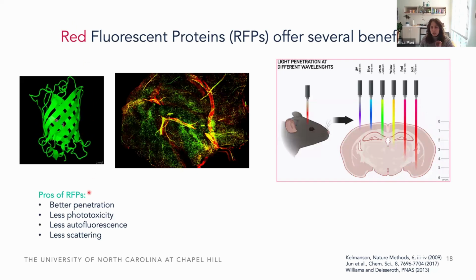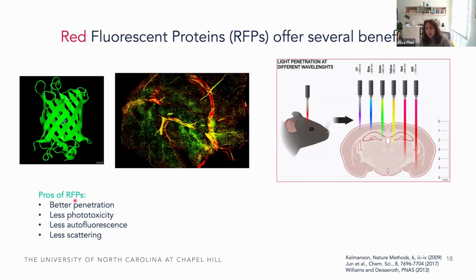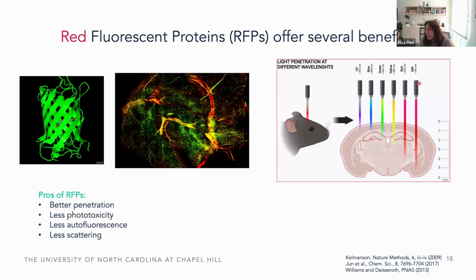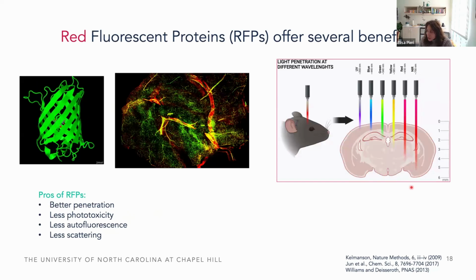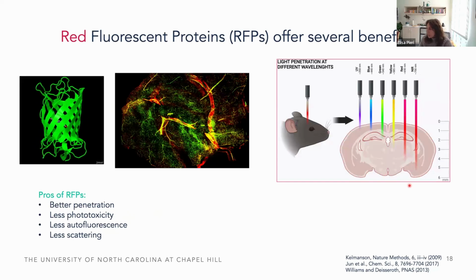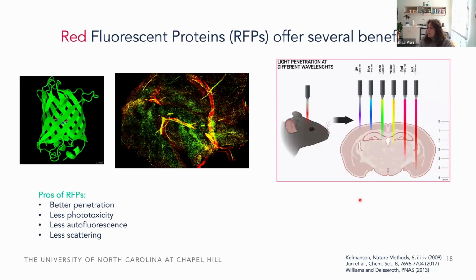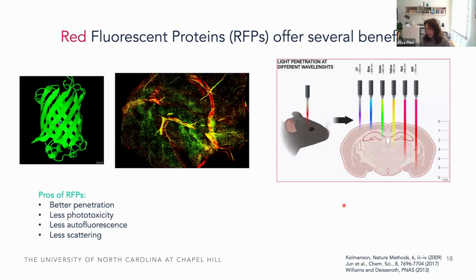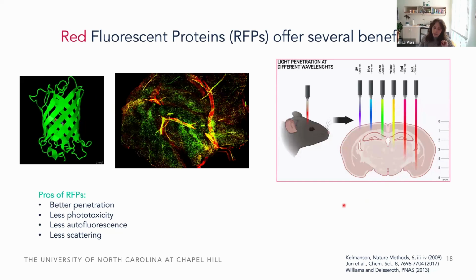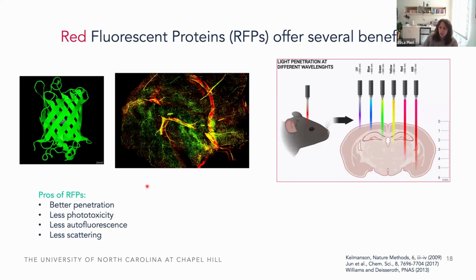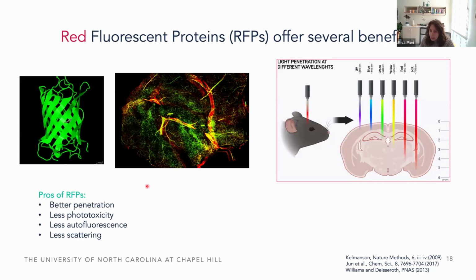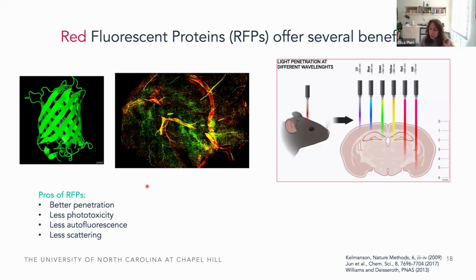But the red ones are really interesting because, first of all, red light has a great light penetration. So if you want to image deep tissues in vivo organisms, that's what you want. You want a red light or near infrared, even better. It has also other good things. It's not too damaging for the cells. It gives you crisper images.